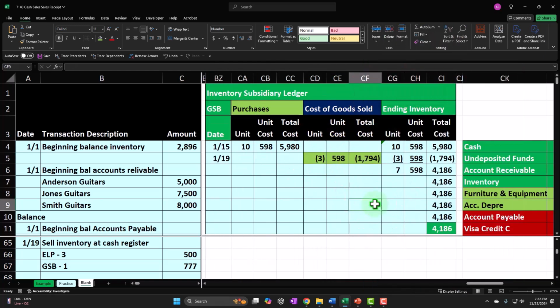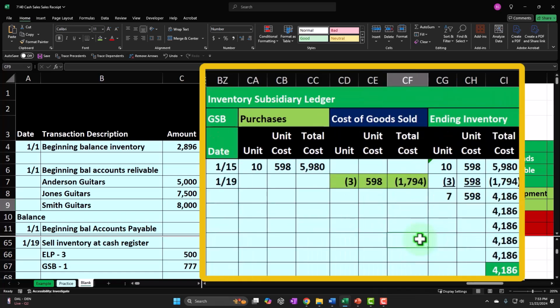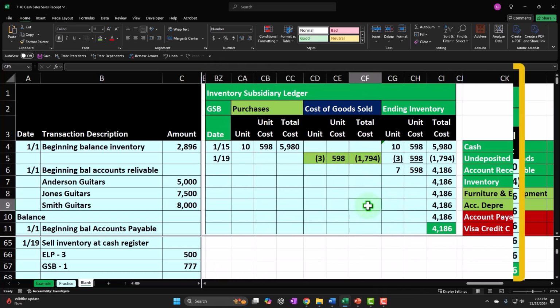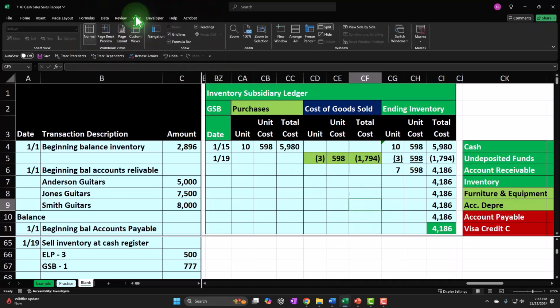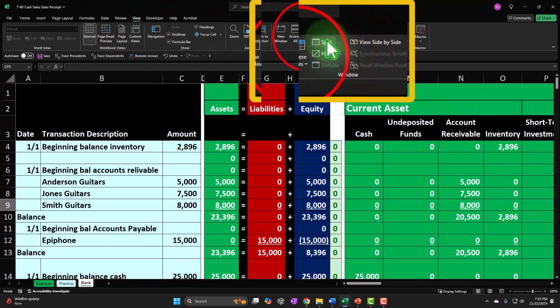Okay, so now let's take that information and put it in and finish up our journal entry. So I'm going to go to the View tab and Unsplit the Panes.